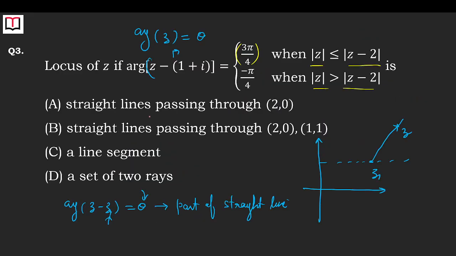Let's see what's the straight line passing through 2 comma 0 and 1 comma 1. Straight lines passing through 2 comma 0 and 1 comma 1: a line segment, a set of two rays. I think a set of two rays will be the closest answer here, isn't it?